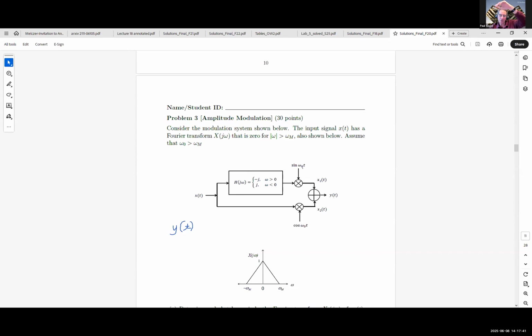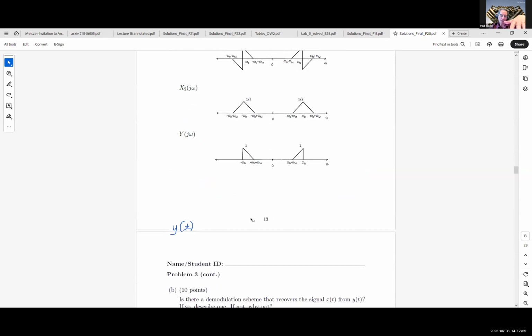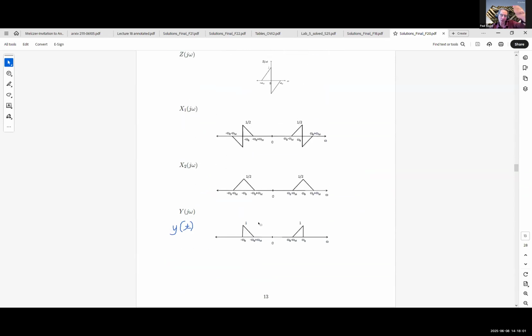It was the output of running the original signal through this kind of phase shifter, modulating with a sine of omega naught t, taking the original signal, modulating with cosine of omega naught t, and then adding those two things up. So that's the output. And so it looks like this right here. So the question is, how do you get back? We're trying to recover the original signal.